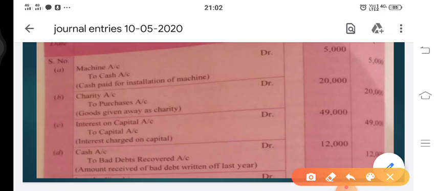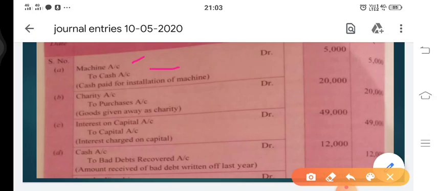And we have discussed earlier that any expenditure incurred at the time of purchase, that is, acquisition of a fixed asset, is considered an expense of that asset only, and hence it is added to that asset. So it is not an expense; rather, it is included in the cost of the asset. And that is why the journal entry for this will be machine account debit to cash account.